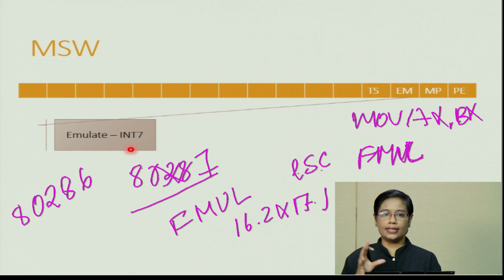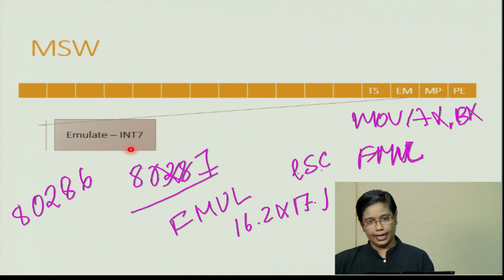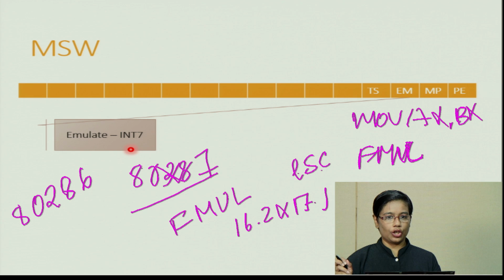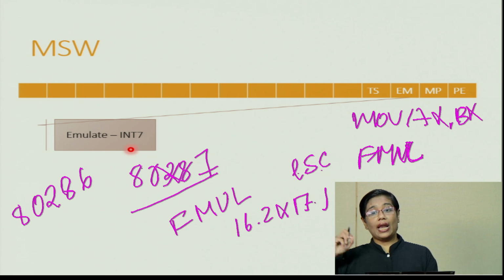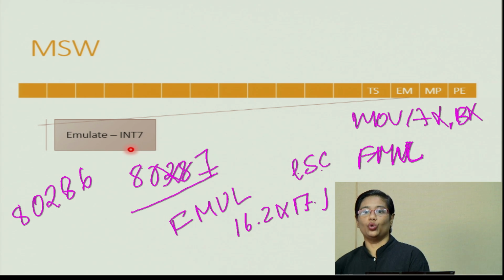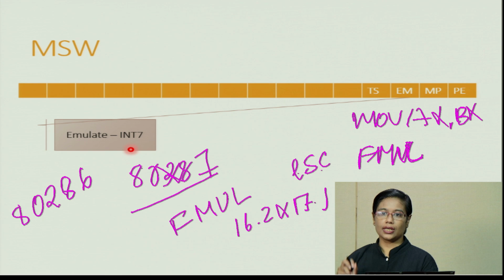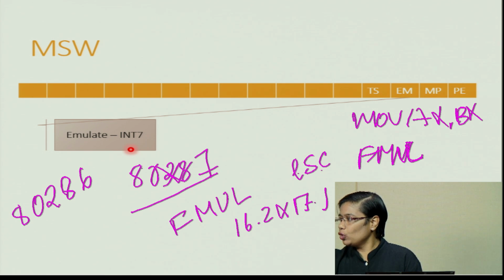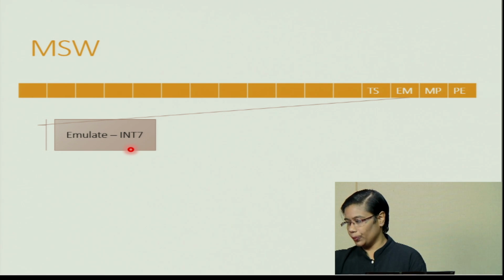There is no 80287, but every time an escape prefix is detected, the ISR for interrupt 7 will be executed, which will have an ALP to execute the floating point instructions. So that was the emulate the coprocessor mode.